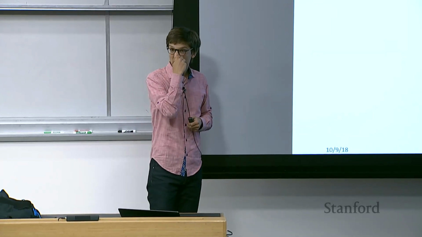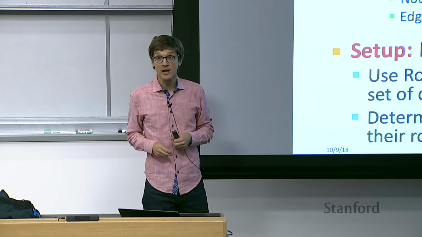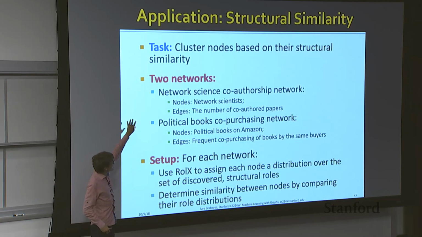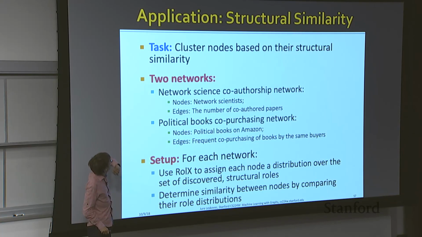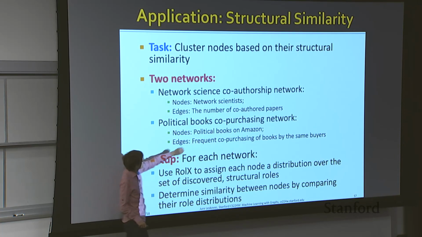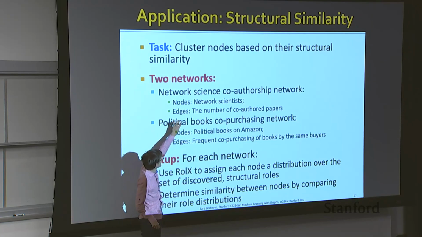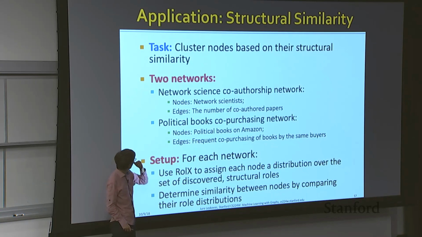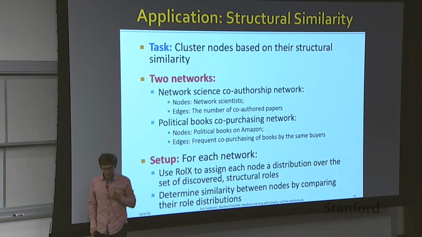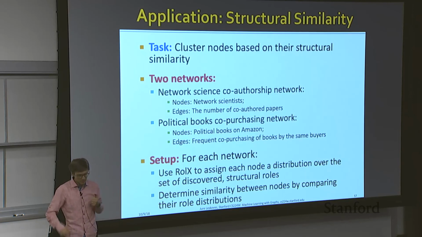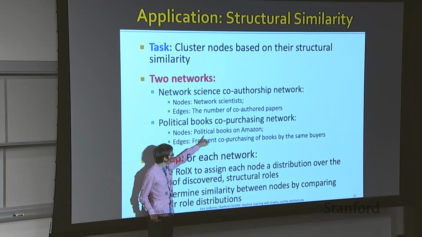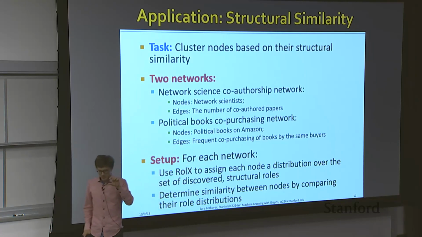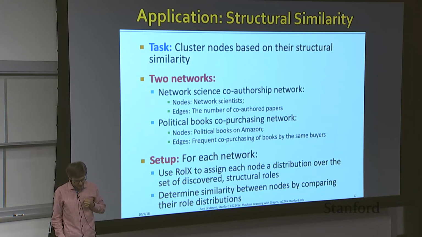To give you one example of this in the last 2 minutes, the goal here is to cluster nodes based on their structural similarity. We will have two networks: a network of science co-authorships, where nodes are scientists and edges are co-authored publications, and a network of political books and how these different political books are co-purchased. Every node will be a book on Amazon, and edges will be the number of people who buy the two books together as part of the same basket.